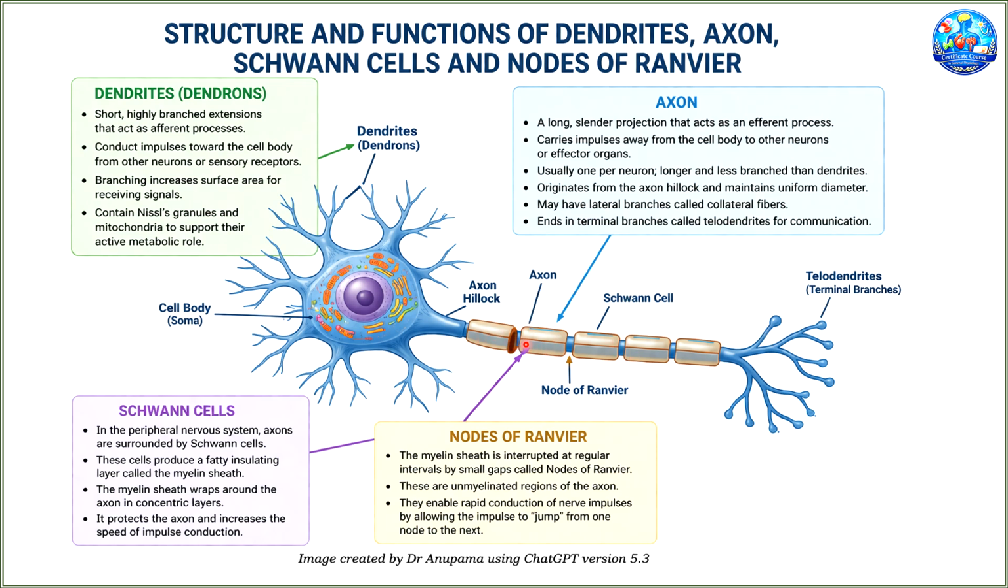The myelin sheath is interrupted at regular intervals by small gaps which we call the nodes of Ranvier. These are the unmyelinated regions of the axon. Because of this, rapid conduction of nerve impulse is enabled, and the impulse jumps from one node to the other node. Because of this jumping of the signal, which we call saltatory conduction, fast conduction of the nerve impulse takes place in the axon.